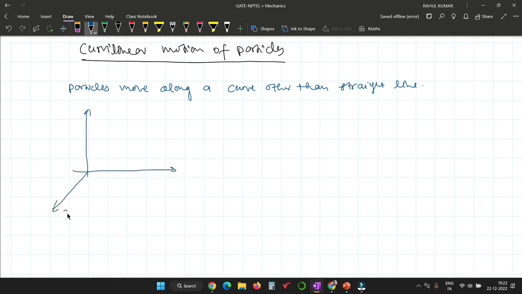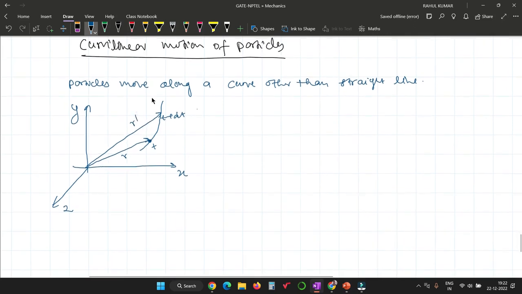Suppose you have a coordinate axis like this. This is Z, this is X, and this is Y. Suppose at some instant of time t the particle's position is r, and suppose at time t plus dt the particle's position is r dash. Now connect this. If you connect this, that will become delta r, right?